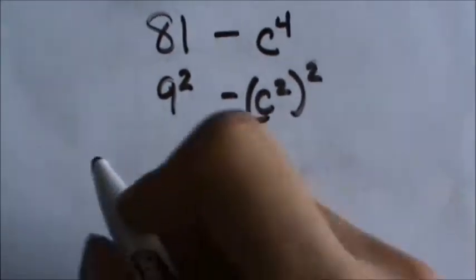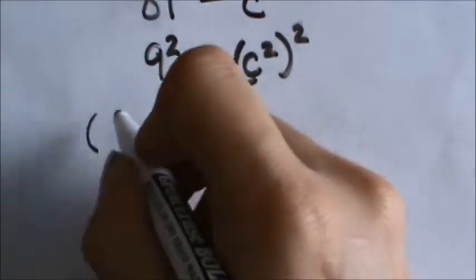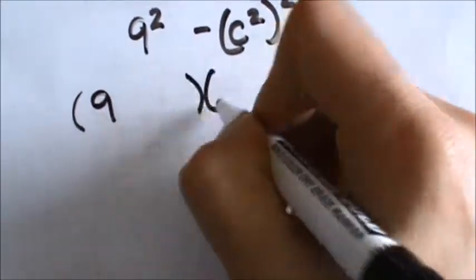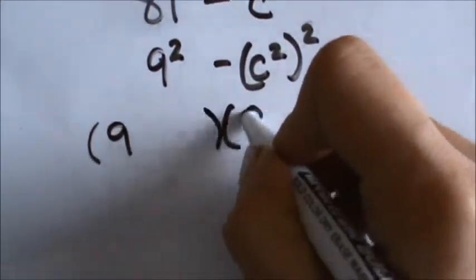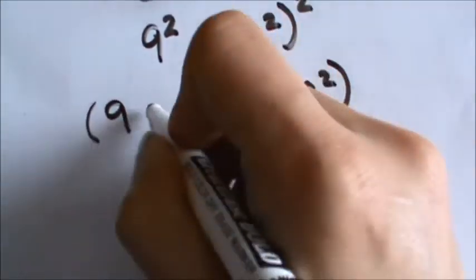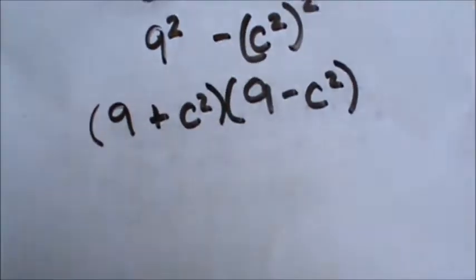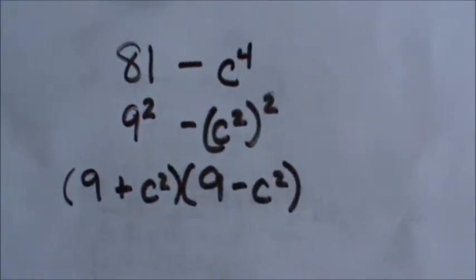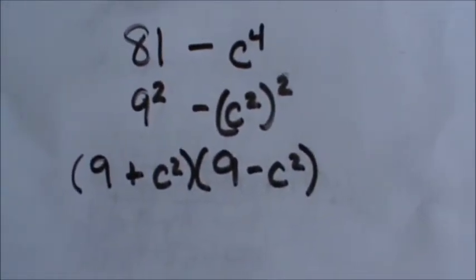So now I can go ahead and use my difference of perfect squares rule. I'm going to draw my two terms. I'm going to put 9 first. c squared is second term. Here they're being added. Here they're being subtracted. Now in most cases, I'm done at this step.